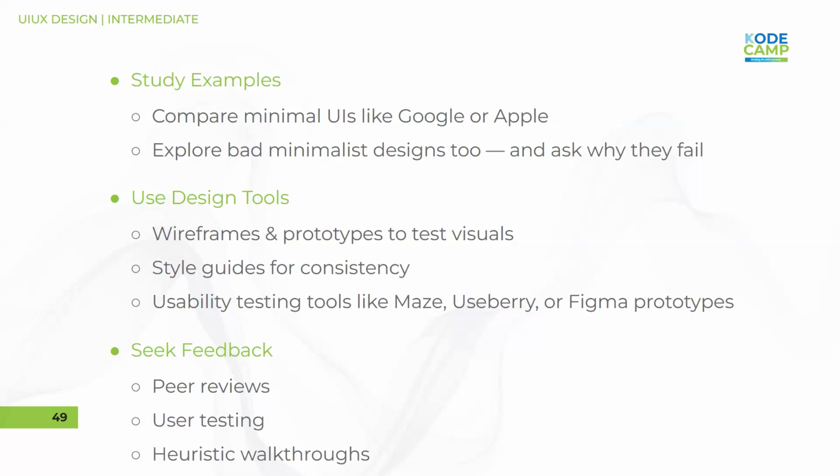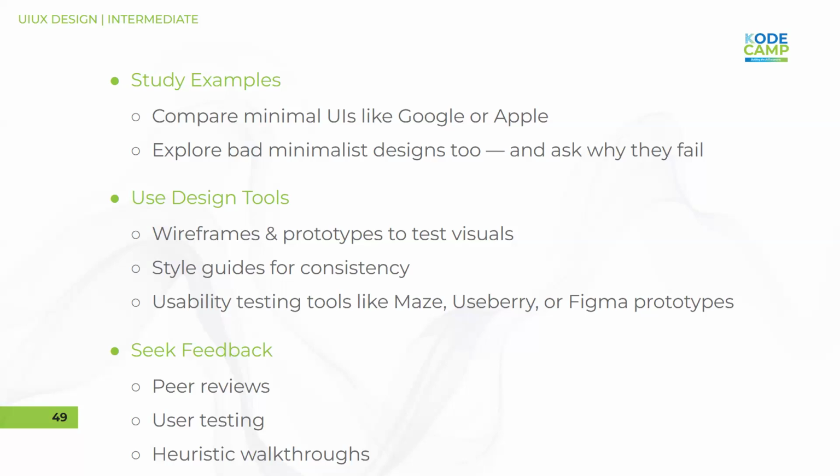Also, use design tools. Design tools could be wireframing and prototypes to test visuals, and also introduce style guides for consistency. And also usability testing tools like Maze, Useberry, or Figma prototypes. Figma prototype is one of the ways you can do a usability test. When you send out your prototype for people to test and to see how it works, that is you doing a usability test.